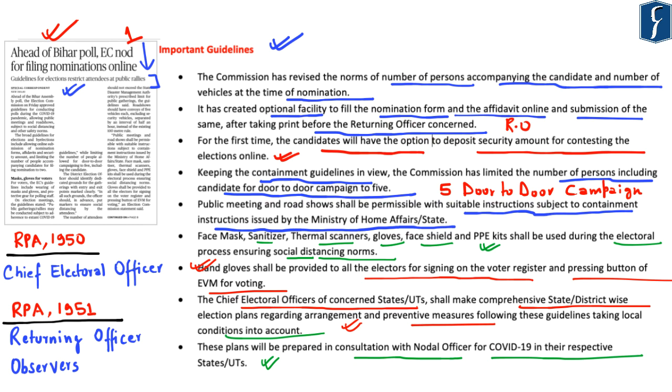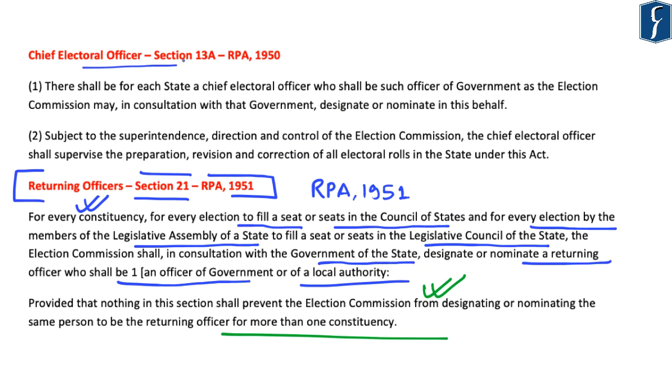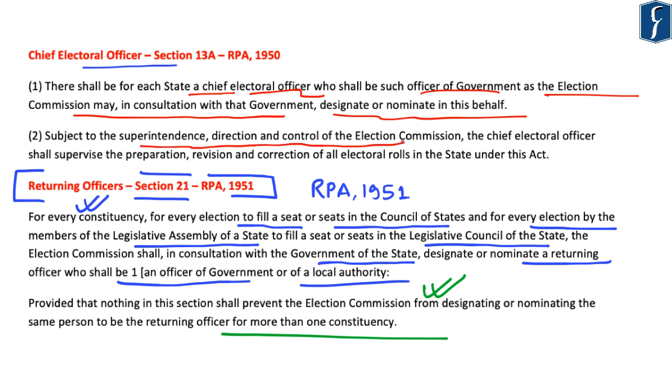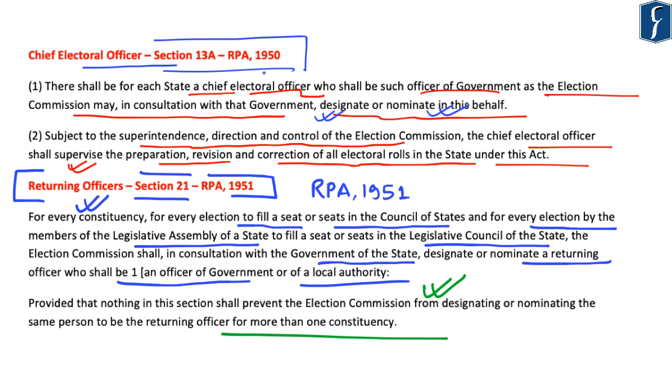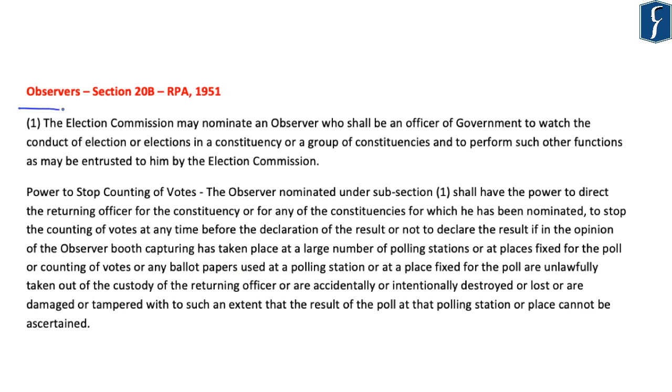Now here another term mentioned was chief electoral officer. And the provision for Chief Electoral Officer has been provided under the Representation of People Act of 1950. So with respect to Chief Electoral Officers, the provision says there shall be for each state a Chief Electoral Officer who shall be such officer of the government as the Election Commission may, in consultation with that government, designate or nominate in this behalf. Further, it says that subject to the superintendence, direction and control of the Election Commission, the Chief Electoral Officer shall supervise the preparation, revision and correction of all electoral rolls in the state under this Act. So the designation or nomination of the Chief Electoral Officer has been provided under Section 13A of the Representation of People Act of 1950.